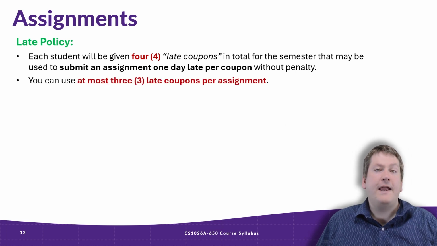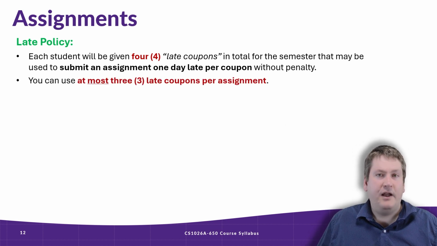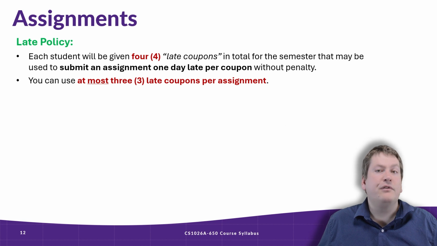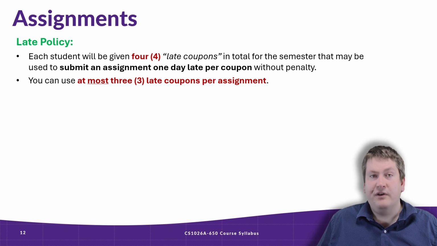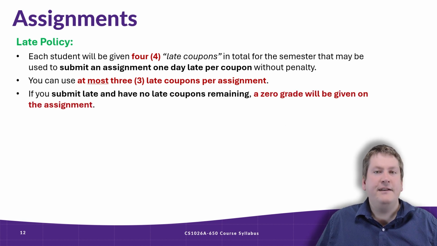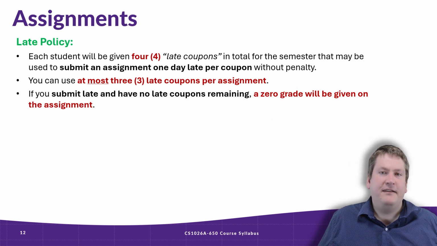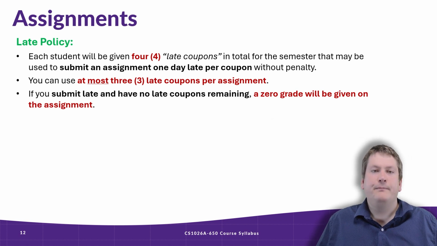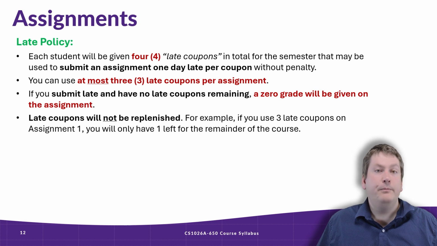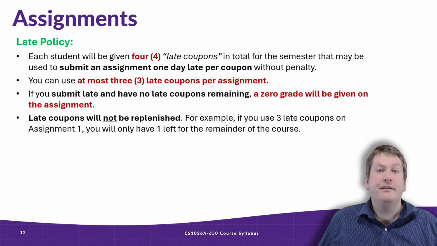There is, however, a limit on how many you can use per assignment, and that limit is at most 3 late coupons per assignment. If you submit late and have no late coupons remaining, the penalty is 0 on the assignment. This makes it important to keep track of your late coupons, so you don't accidentally submit late without any coupons. The grade is also 0 on the assignment if you're more than 3 days late, as submissions will be closed after 3 days.